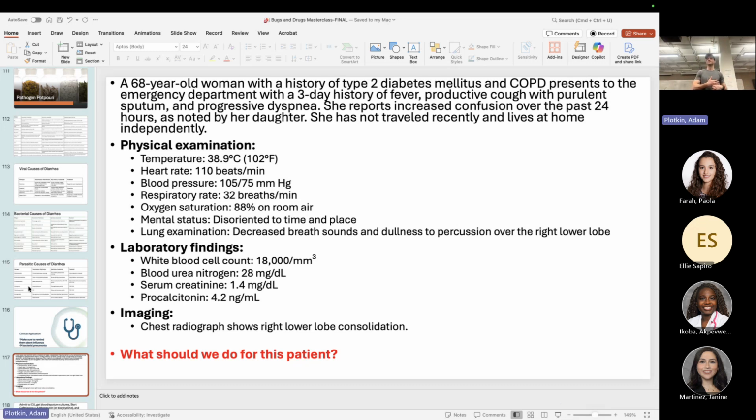Antibiotics. What do you want to start? Okay. Got it? Amoxicillin. So I hear ceftriaxone. I hear amoxicillin. Do we agree, disagree?